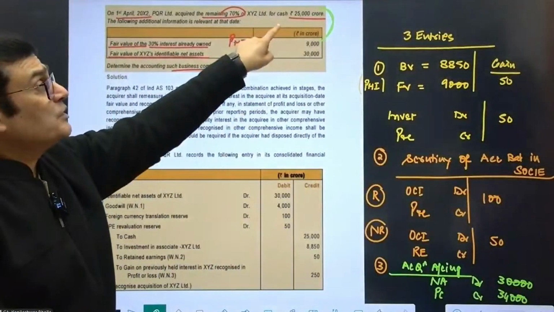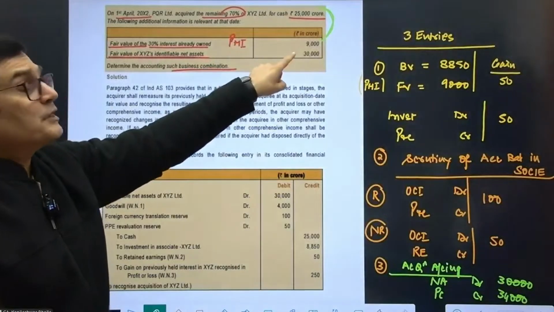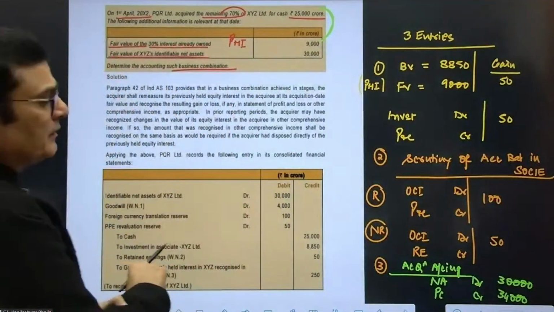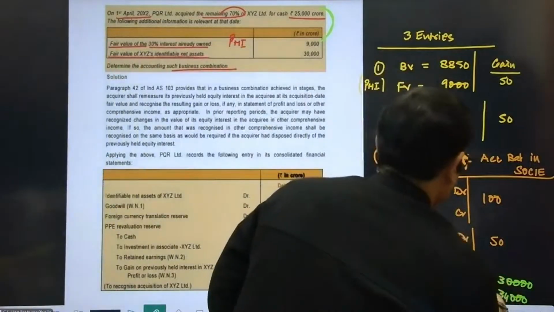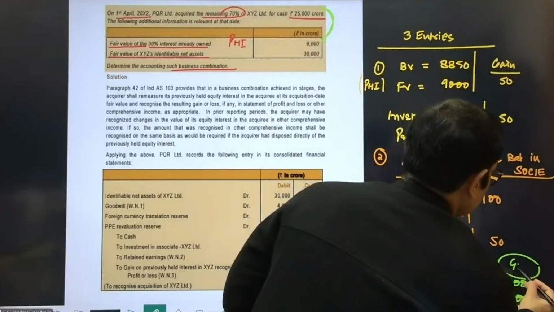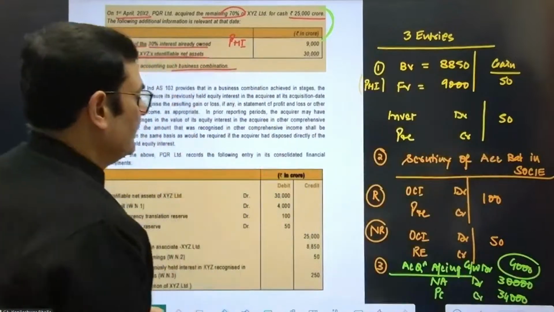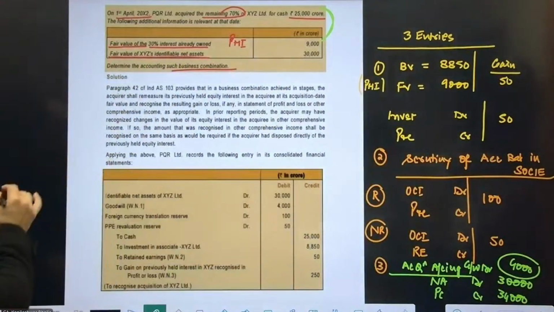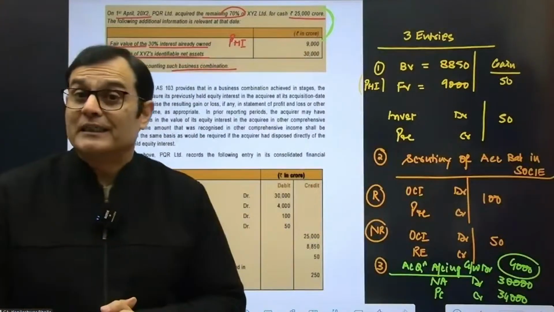What you paid today is 25,000. The PHI at fair value is 9. And now what we need to consider in this particular case, the balancing figure, is goodwill, and that is to the extent of 4,000. Now, if you want to have a look at this consolidated entry, you can see the consolidated entry.